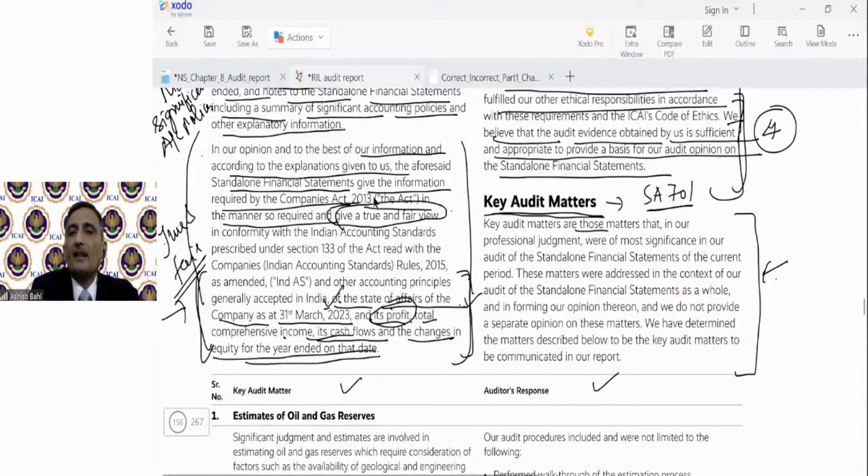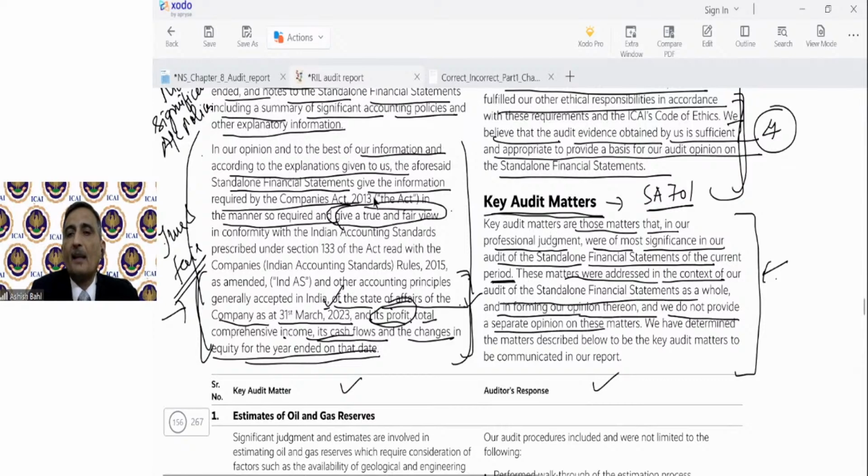Key audit matters are those matters that in our professional judgment were of most significance in our audit of standalone financial statements of the current period. These matters were addressed in the context of our audit of financial statements as a whole, and in forming our opinion, we do not provide a separate opinion on these matters. So the auditors are stating that these are the key audit matters and this is how we have dealt with them. However, we do not express a separate opinion on these key audit matters; we are expressing the opinion on the financial statements as a whole.